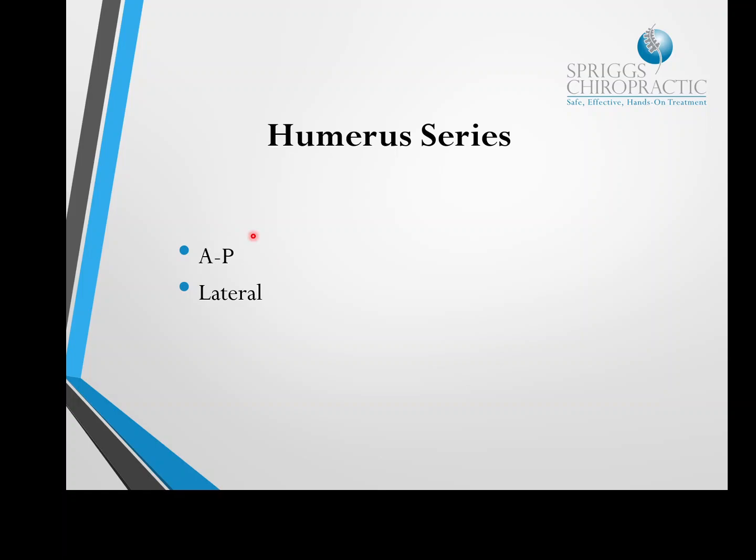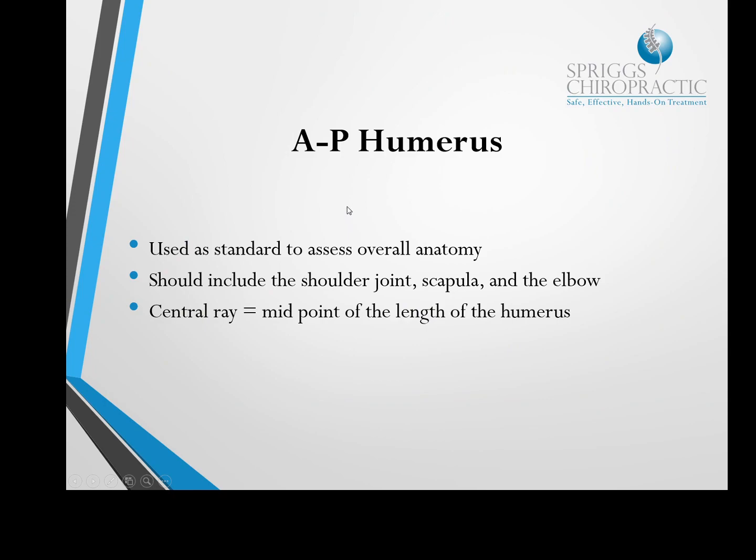There's two main views. The obviously taken AP and the lateral, which is technically taken as a P'd away. It's a slightly unusual image to take when you first see it, but I'll explain it to you as we go through. The AP projection, again used to assess overall anatomy. Should include the shoulder joint. You should also be able to see parts of the scapula, if not all of it, and you will also be able to see the elbow.